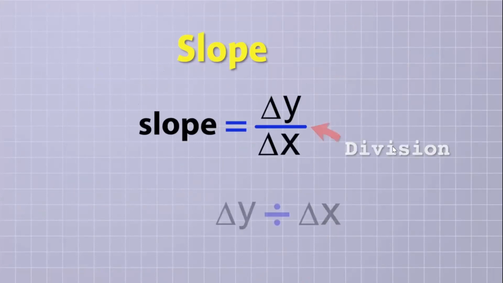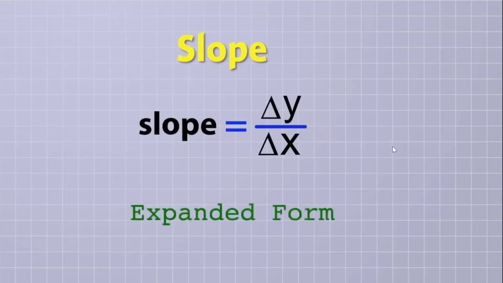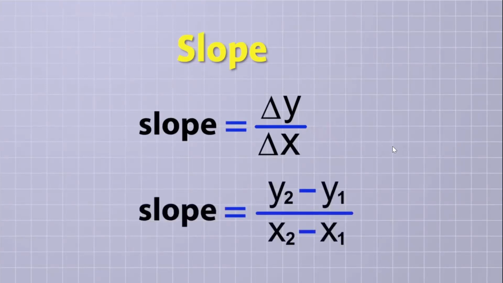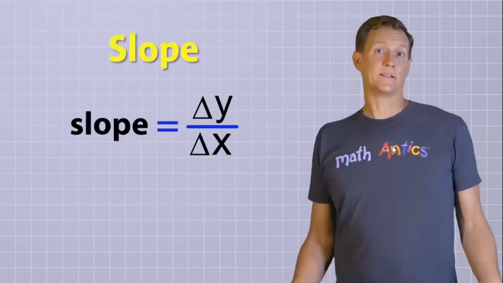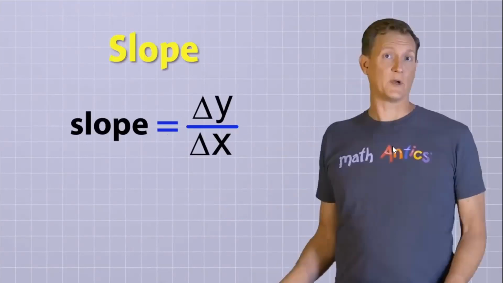You might also see the slope equation written in expanded form like this. The only difference is that the delta x and delta y have been written out to show the subtractions you need to do to get those values from the coordinates. Either way you want to write it is fine. And some of you may have heard this same equation expressed using different terminology.